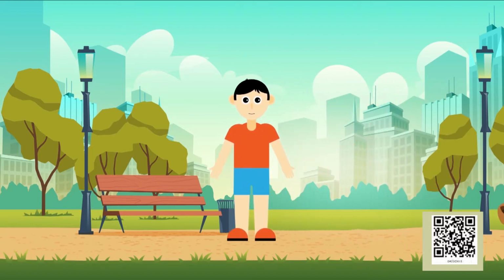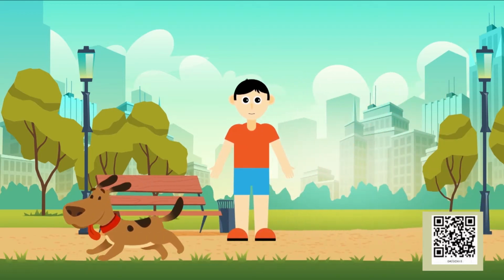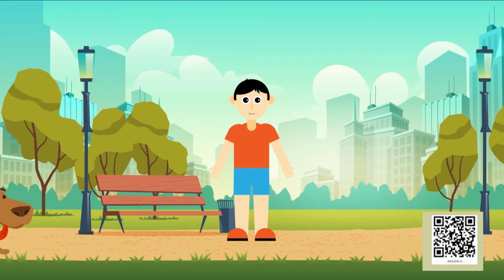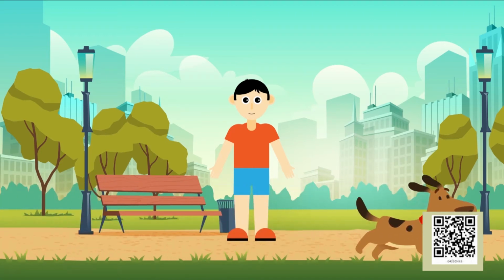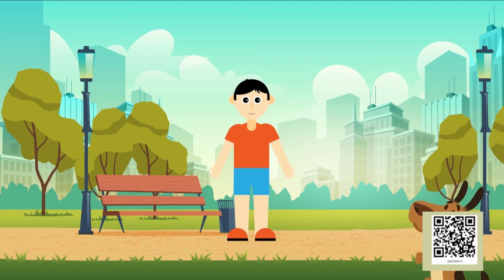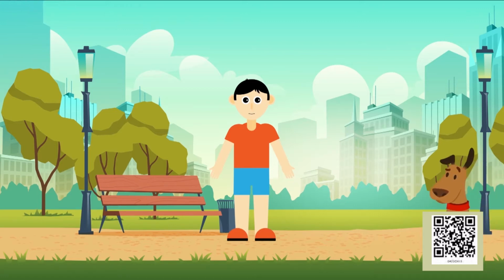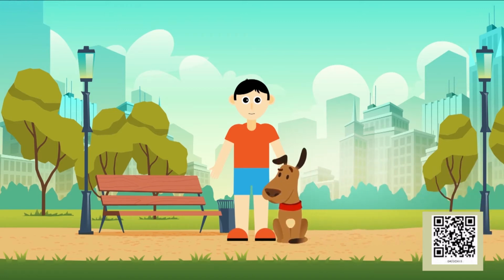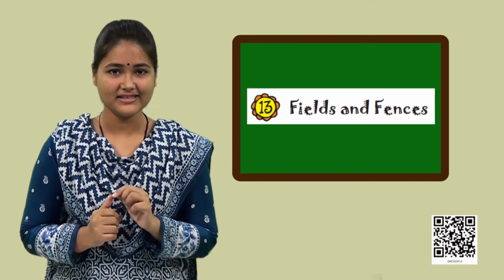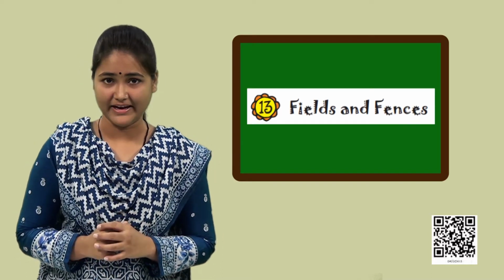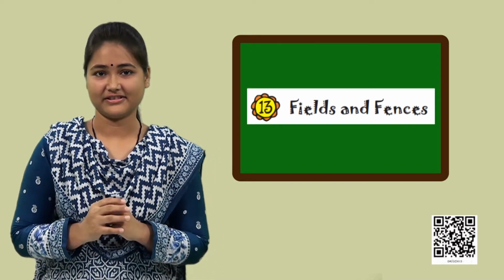Now suppose you get a dog, what will you do? Yes, you will feed him, you will play with him, and what is the most important thing you will do for him? Yes, you will make a place for him where he can sleep, have food and play. Chandu also made a place for him. What did he do first? First, he marked the boundary of the place where he can live.